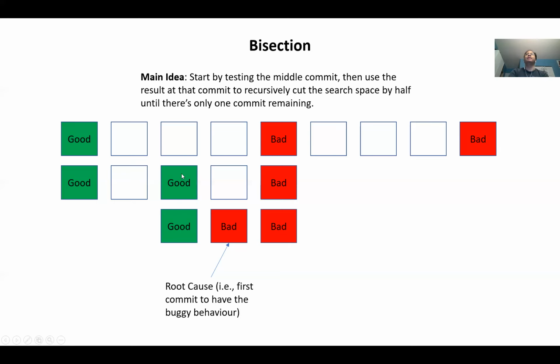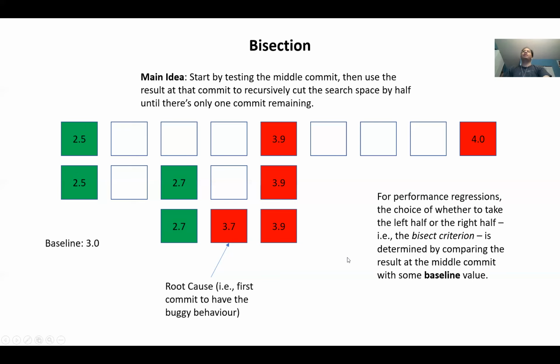So let's take the middle commit again, and in this case, it's a good commit. So we take the right side this time around, and then we do the same thing here. In this case, the middle commit is a bad commit, and this is the last one that we're going to be testing because there's nothing else to test. And this is actually the root cause of the regression, because this is the very first commit in which the bad behavior manifests itself. Okay, so this is what we consider the root cause.